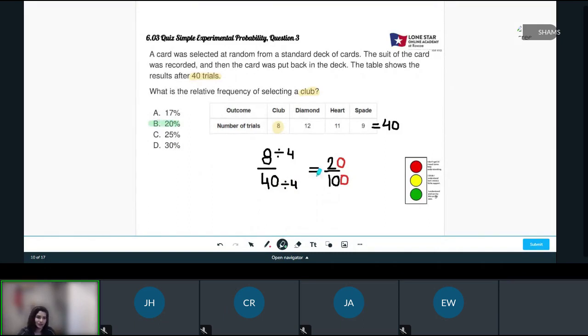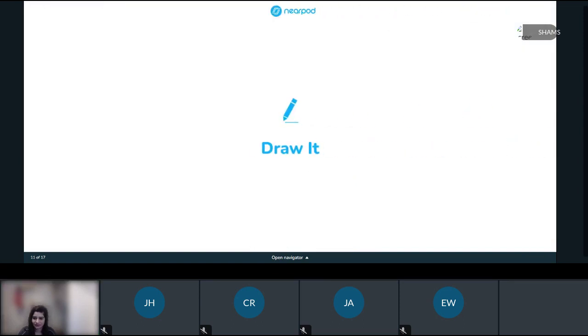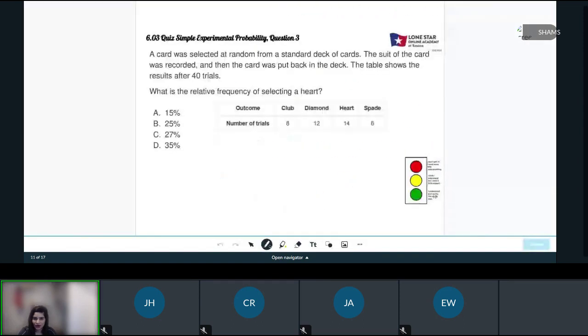Let's go look at the third variety of question 3. And here it is. A card was selected at random from a standard deck of cards. The suit of the card was recorded, then the card was put back in the deck. The table shows results after 40 trials. 40 trials means if you add up these numbers, that is supposed to be 40.